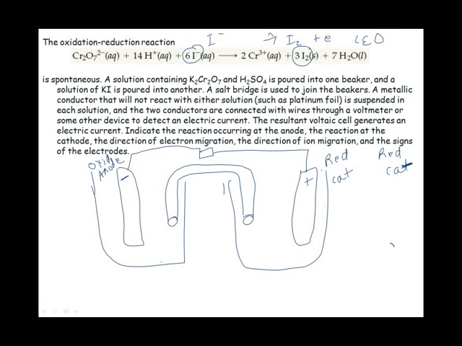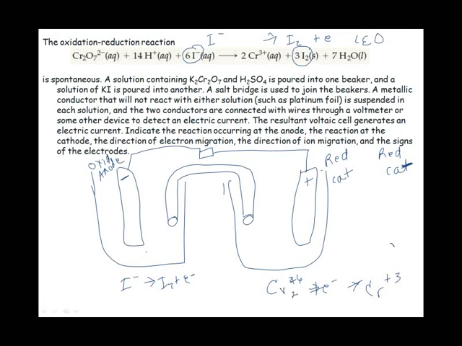I'm going to go from I minus to I2 plus electrons. And over here I'm going to have the chromium going from a plus 6, adding electrons, and going to a chromium plus 3. So when this happens, what I'm going to have is iodine in solution that's going to give up electrons, and those electrons are going to come over and get picked up by the chromium.